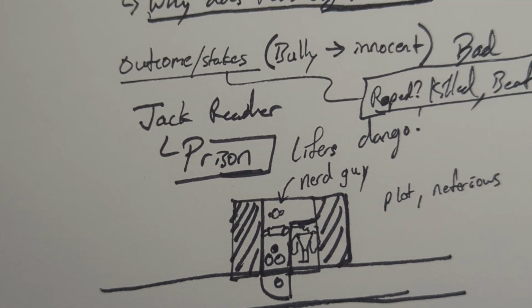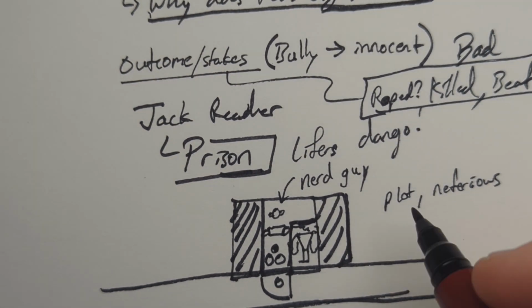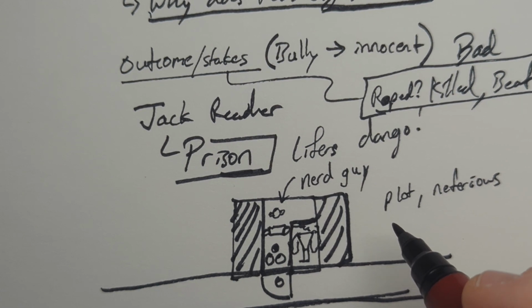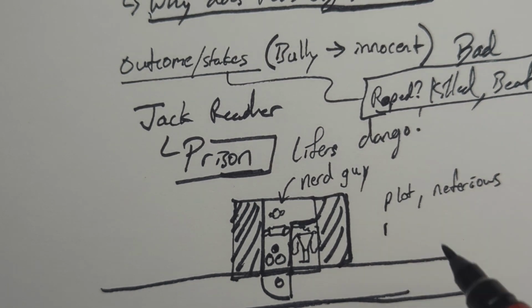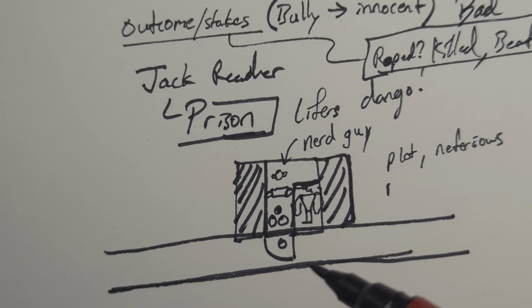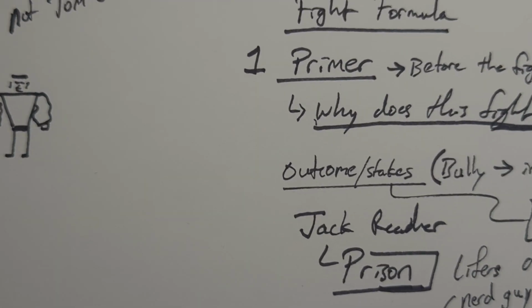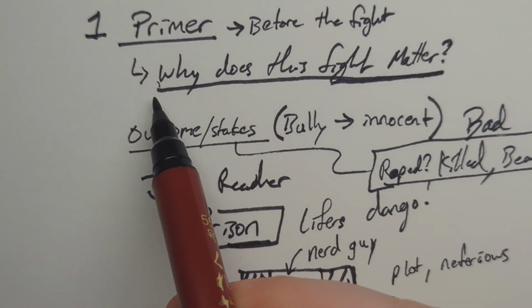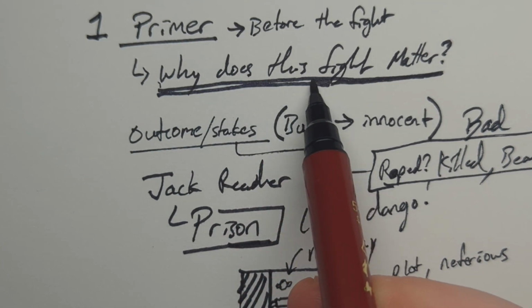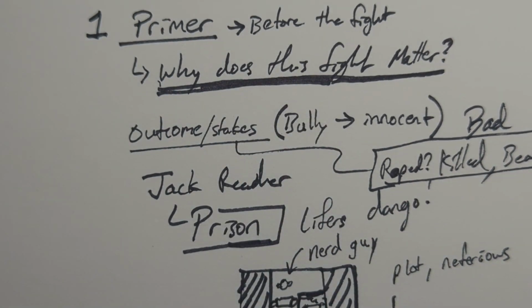The good part is that you want to beat up the bullies, basically. You want to get some sort of vengeance, some sort of punishment, some sort of retribution for these guys, that they would come in and threaten you and do all this. So this is the primer. Instantly, as the audience, we understand why this fight matters. That's kind of step 1.